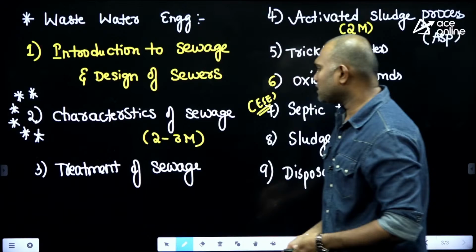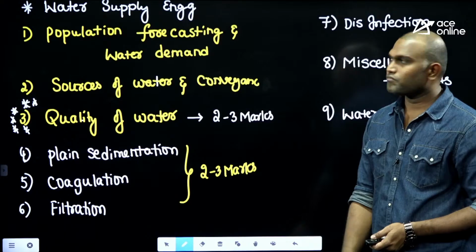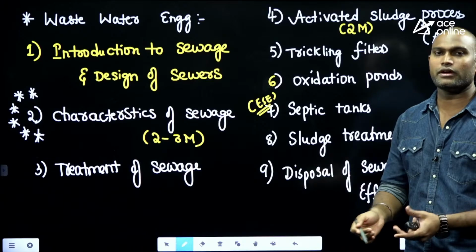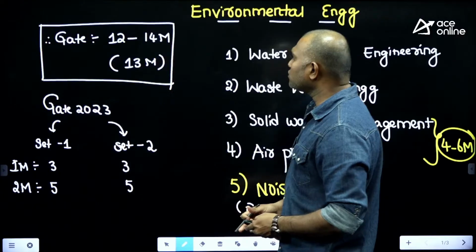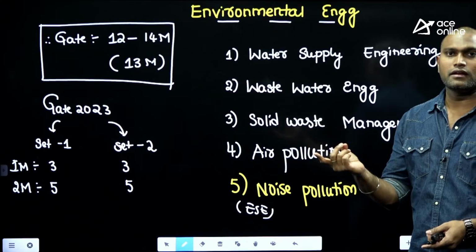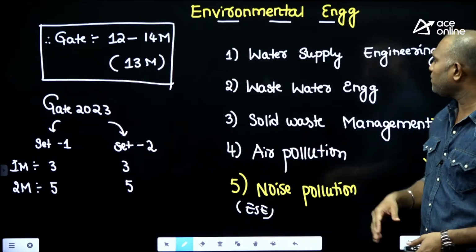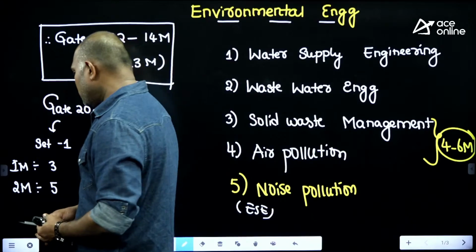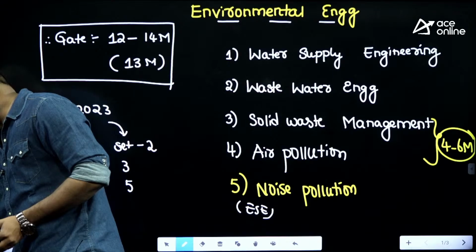Remaining, as I already mentioned, from the treatment part of water supply engineering you can expect 2 to 3 marks. And from the other topics, activated sludge process, sludge treatment and disposal, you can expect 2 to 3 marks. That itself covers a total of 12 to 14 marks. 8 marks minimum from 4 chapters, remaining water supply treatment 2 marks, wastewater treatment 2 marks. So 12 marks minimum, maximum towards 14 marks. I hope you understood the weightage for all the subjects.